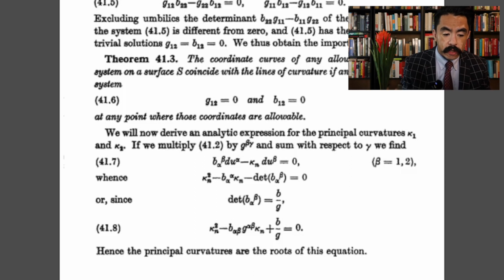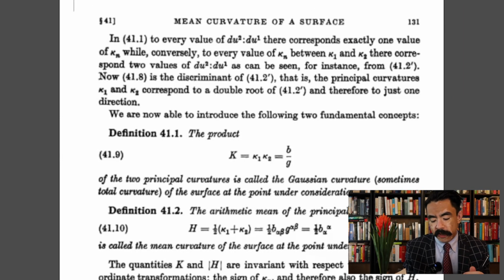Or, since that determinant of b subscript alpha and then the b with a superscript beta all equals b over g, then kappa sub n squared minus b sub alpha beta times g superscript alpha beta times kappa sub n plus b over g all equals 0. Hence, the principal curvatures are the roots of this equation. In the relation quantity b sub alpha beta minus kappa sub n times g sub alpha beta closed quantity times L superscript alpha times L superscript beta all equals 0.